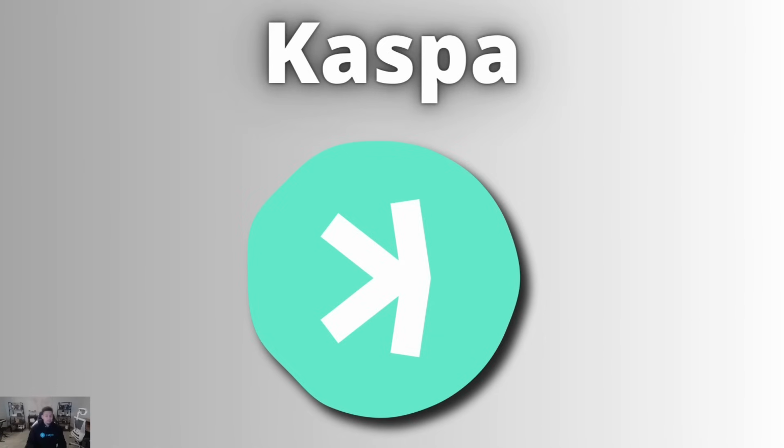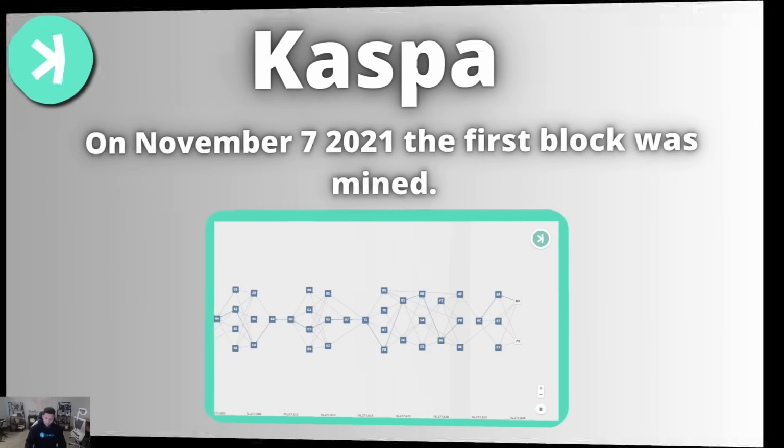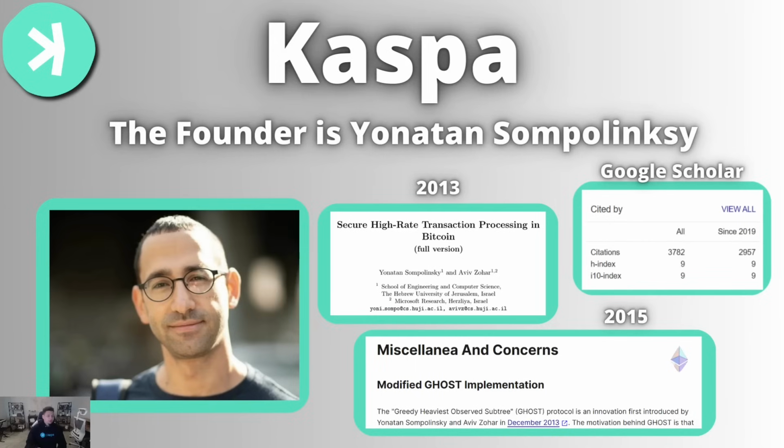After 15 years of Bitcoin existing now, we now have Kaspa. On November 7th, 2021, the first block was mined for Kaspa. The founder of Kaspa is probably one of the most significant things going for it because it provides a lot of trust and reliability that Kaspa has a very, very great future.